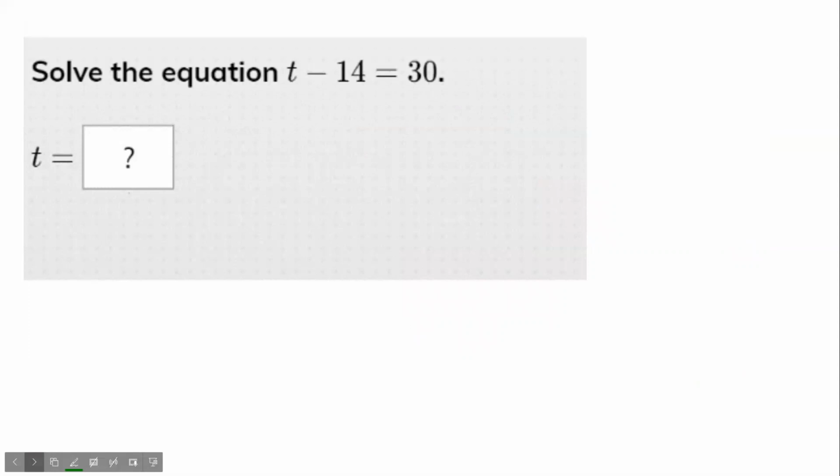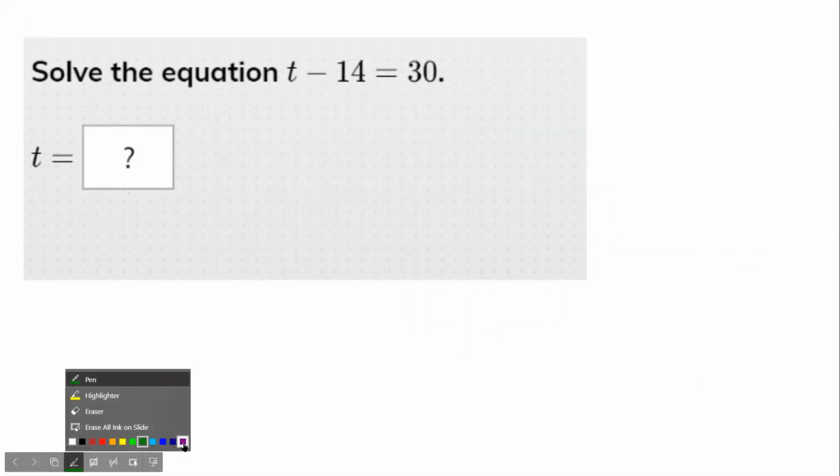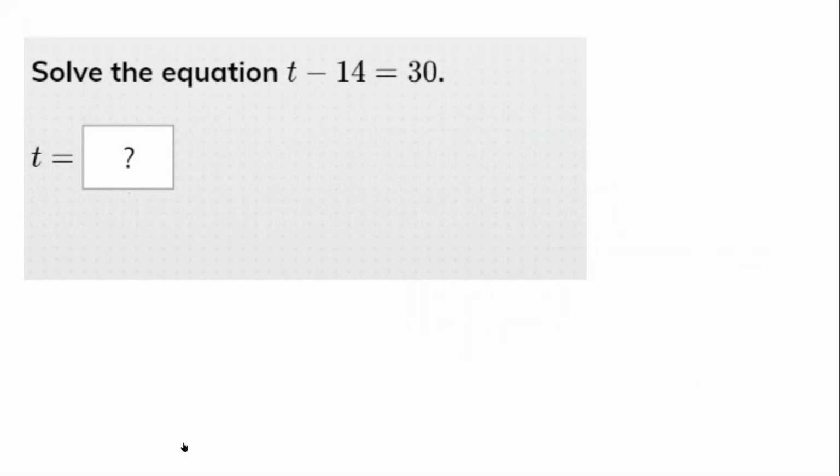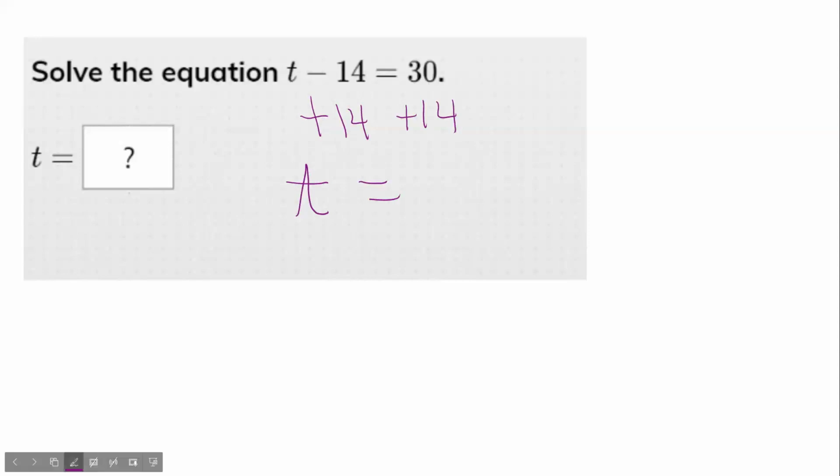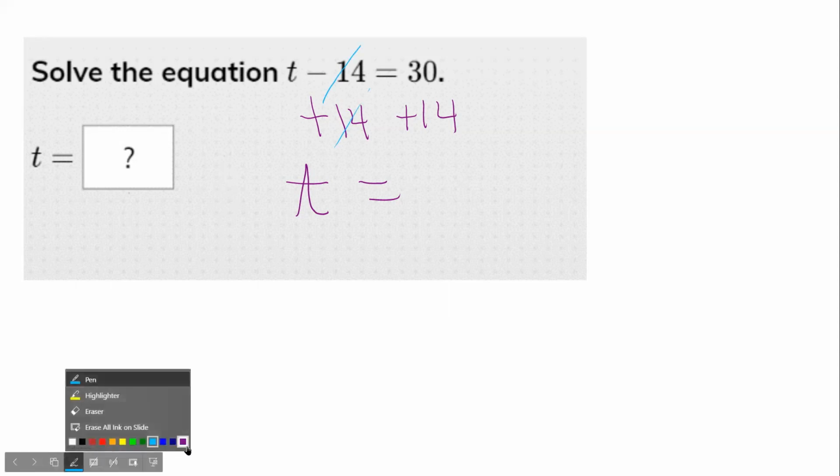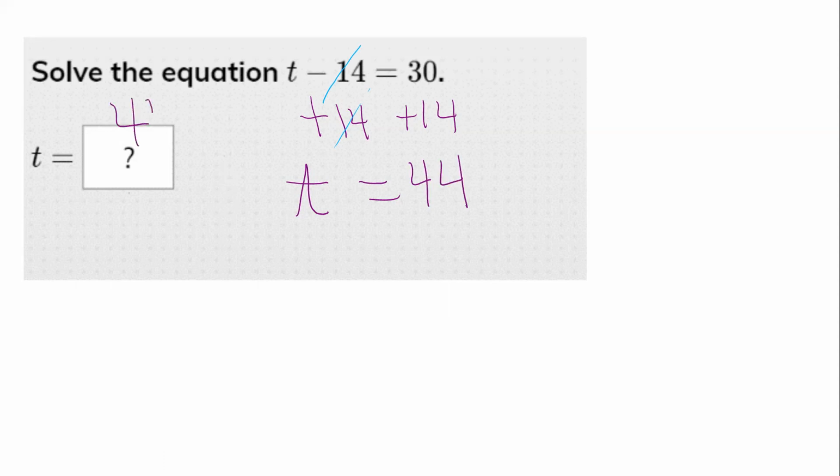Okay, another really simple one, not too bad. We're going to use opposite integers. Let's use purple this time, right? How do we undo subtraction? What's the opposite of subtraction? Addition, right? So if we add 14 to this side of the equation, then we add 14 to this side of the equation. So again, negative 14 and positive 14, they cancel each other out, right? That makes 0. Okay, and 30 plus 14 is indeed 44.